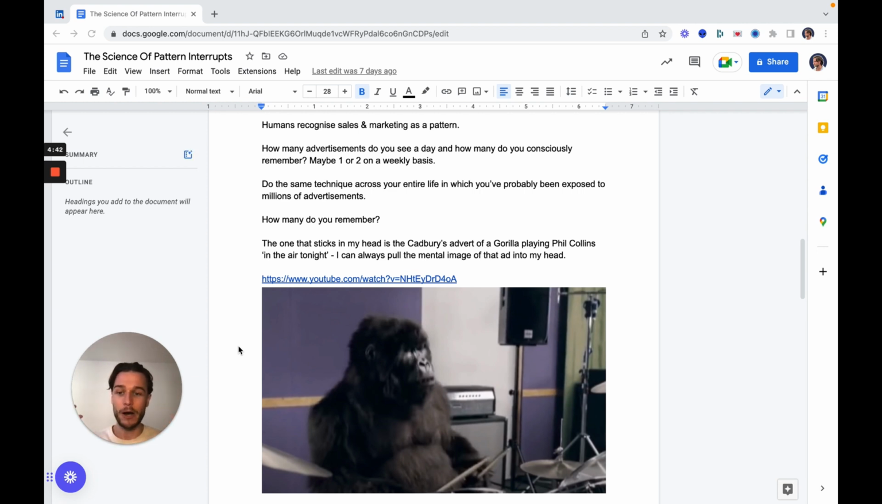It's completely out of the ordinary. If you're just subconsciously watching TV and that pops up, you're instantly going to be like, wait, what's going on here? And at no point do they show chocolate or try to sell chocolate in it, but when you think of Cadbury's, you think of that advert. And when you think of that advert, you think of Cadbury's. So it is a fantastic example of a pattern interrupt, breaking the pattern and using it as a way to guide someone to the desired path of buying their chocolate bar.